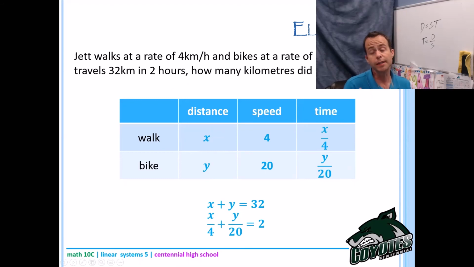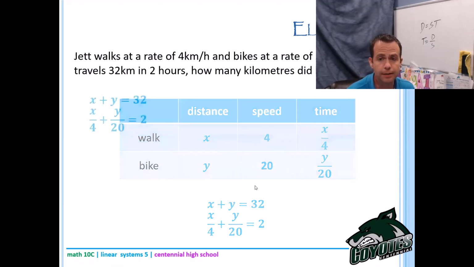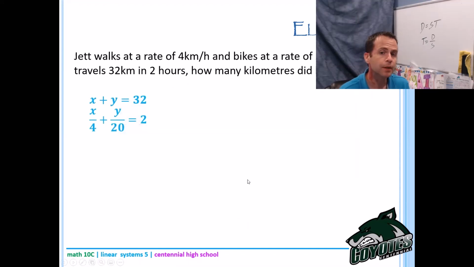Now, this is another example where the question actually just says how many kilometers did you walk? So I just need to figure out what x is. Okay, x is my walking distance. Okay, so here I go. What I'm going to do is take the bottom guy and multiply him by 4. And the reason I'm doing that is because 1/4 times 4 gives me 1. So that would just give me x, and then I'd be set up to eliminate my x's.